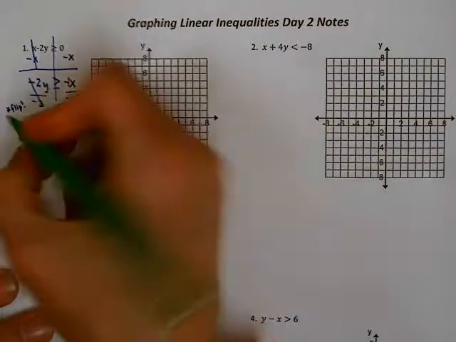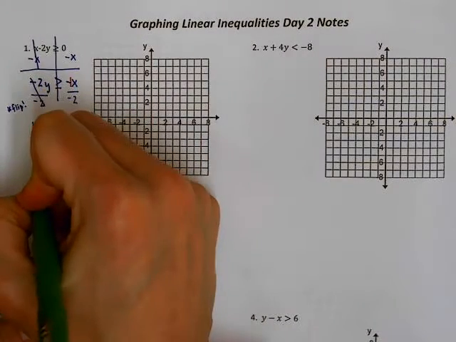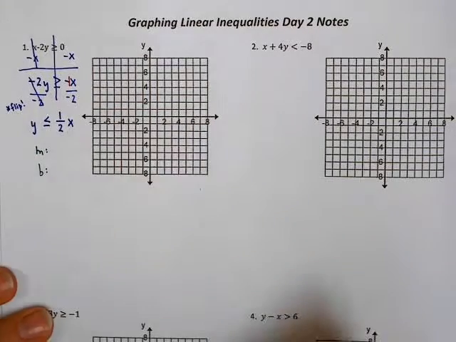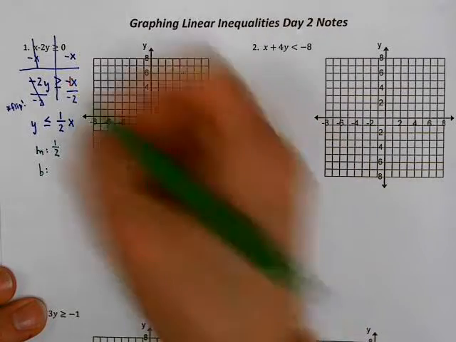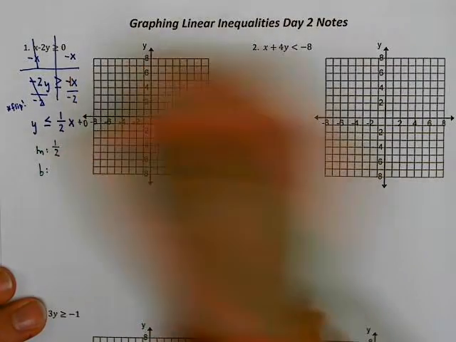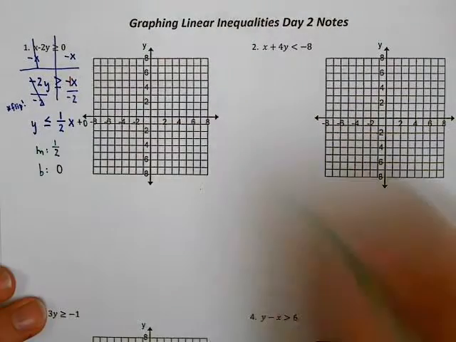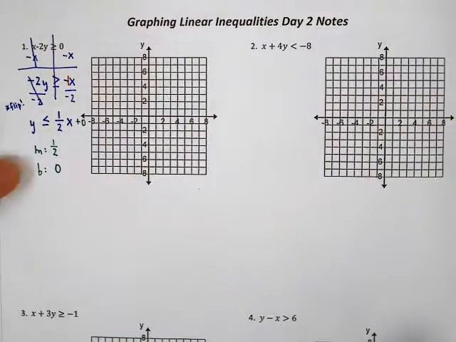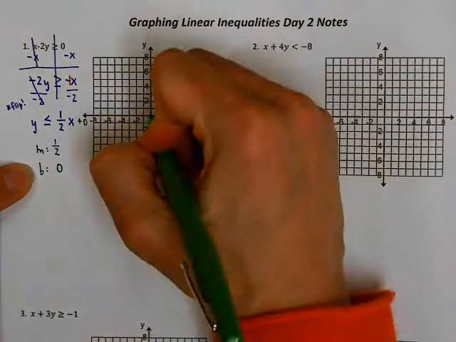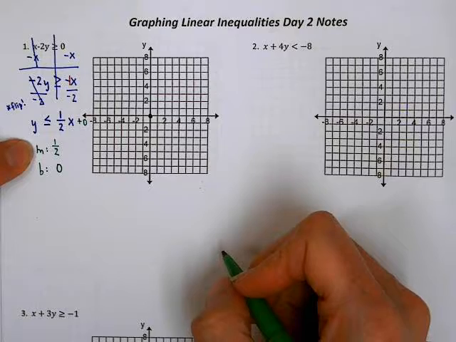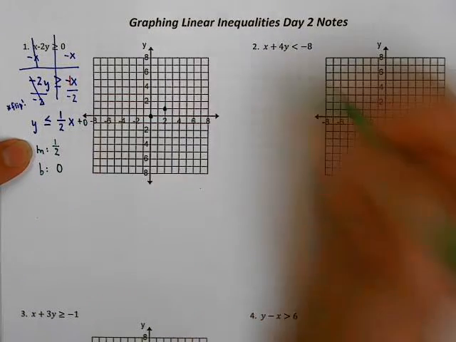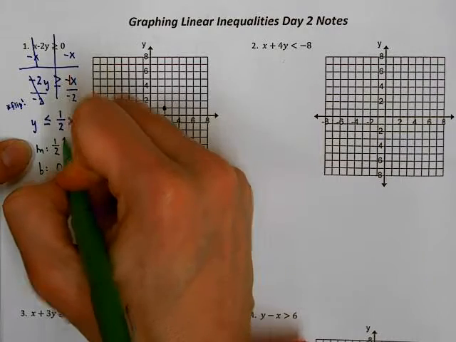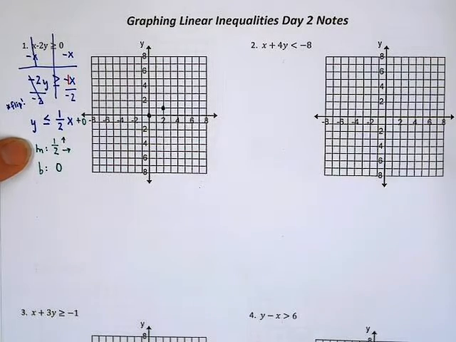So now I'm going to identify from that equation my slope and my y-intercept. My slope is 1 over 2. My b is that plus 0, really, that would have been there, so my b is 0. So now I'm going to plot my y-intercept at 0. I'm going to find a second point using my slope, which is 1 over 2. So up 1, over to the right 2.